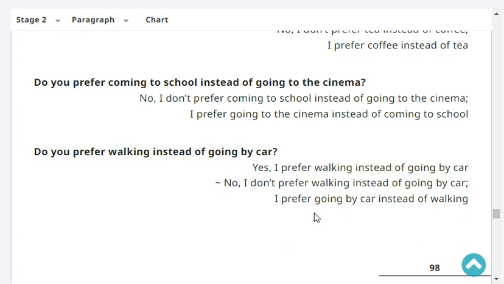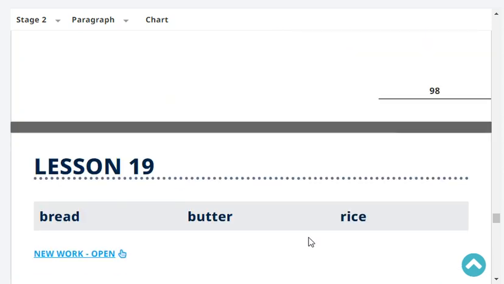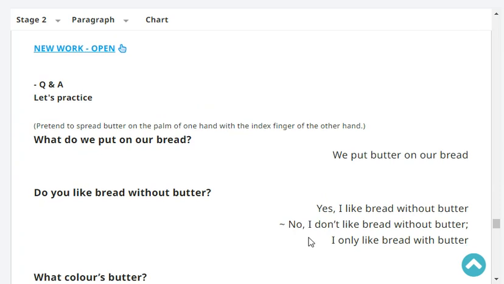Do you prefer walking instead of going by car? Yes or no? No, I don't prefer walking. I don't prefer walking instead of going by car. I prefer going by car instead of walking. Very good. What do we put on our bread?